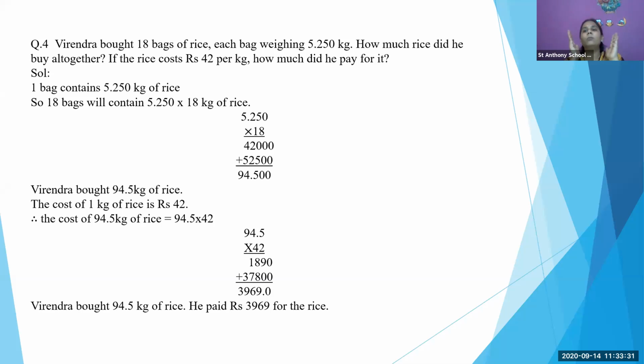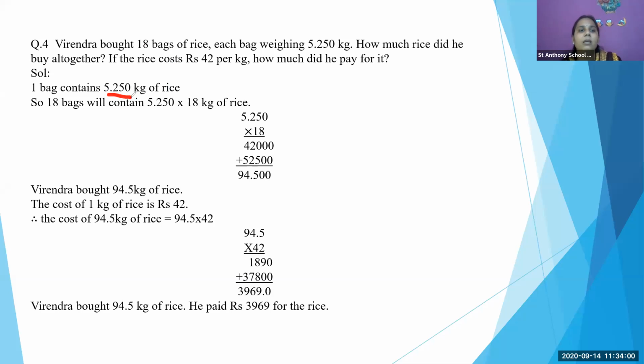Okay, if he bought 18 bags and each bag is weighing 5.250 kg, what would be the total cost if he bought 18 bags of rice? Now one bag contains 5.250 kg of rice, right? As we know, how much rice does one bag contain?